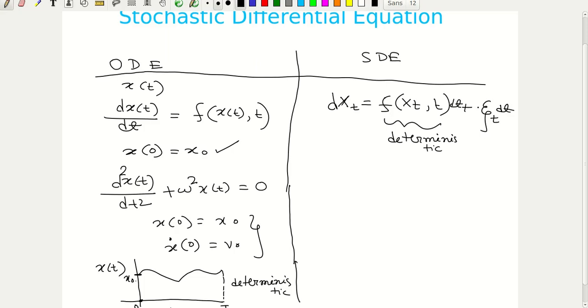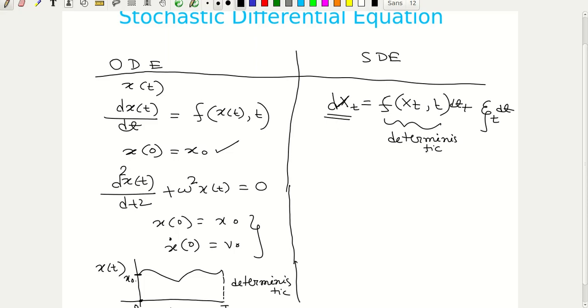Now you have a question in your mind: why am I writing this stochastic differential equation in terms of the differential form, right? Here I am writing the derivative form, as you can see, but here I am writing the differential form, because the point is basically the Brownian motion. The stochastic differential basically originates from this Brownian motion, which is continuous in nature and not differentiable. That's why we write the stochastic differential equation in this differential form.